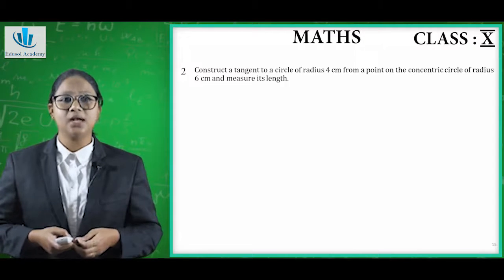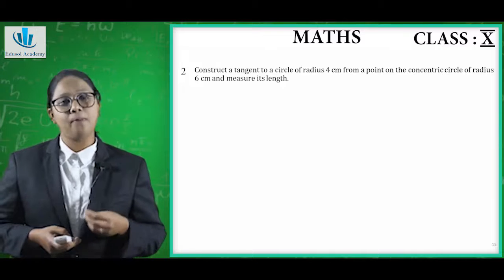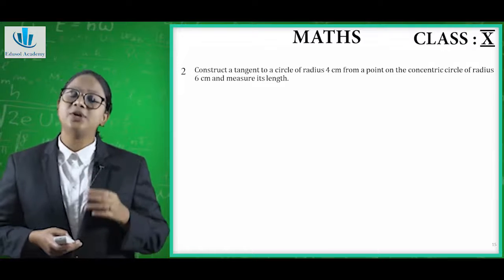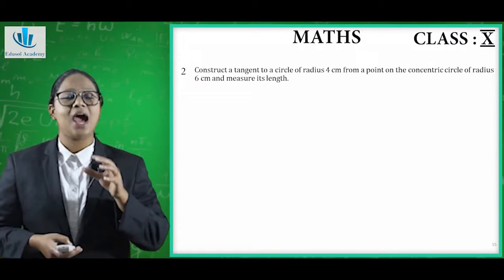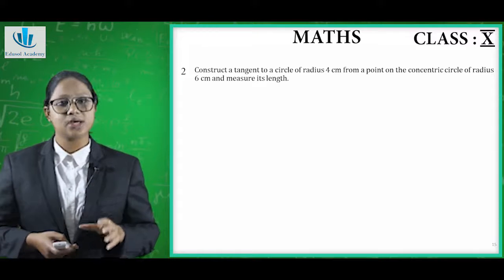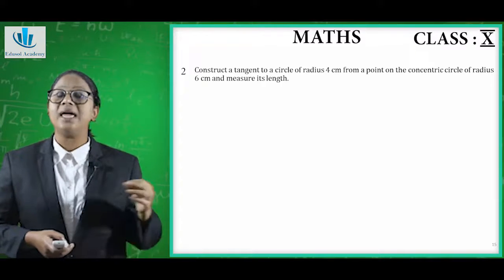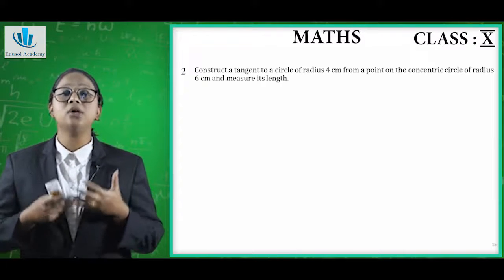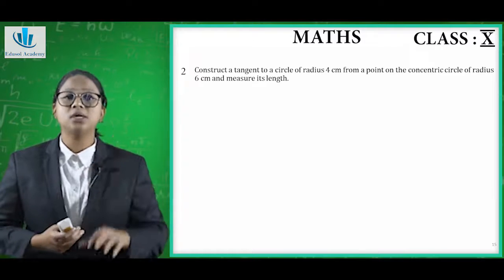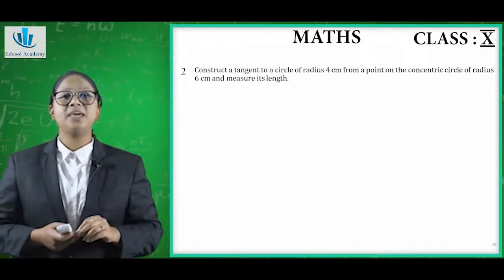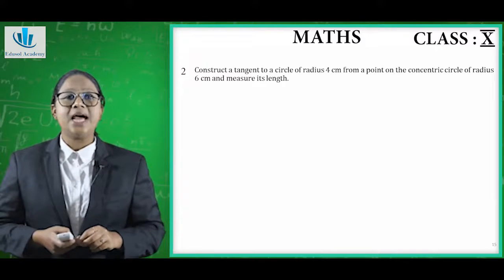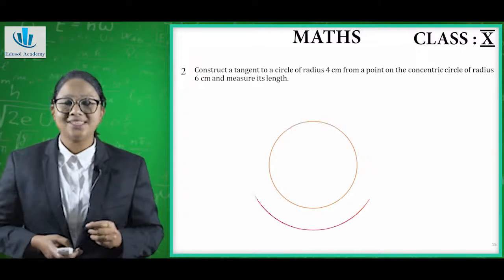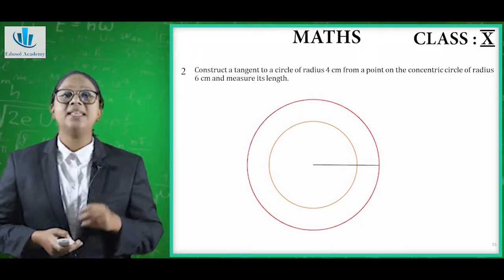Construct a tangent to a circle of radius 4 cm from a point on the concentric circle of radius 6 cm and measure the length. So the question is saying we have to draw a tangent to a circle of radius 4 cm not from any point. We have to draw the tangent from a point on a concentric circle. So there are two circles sharing one center. So let's begin with our required circle, that of radius 4 centimeter, and we can see a concentric circle with radius 6 centimeter. Let O be their center.